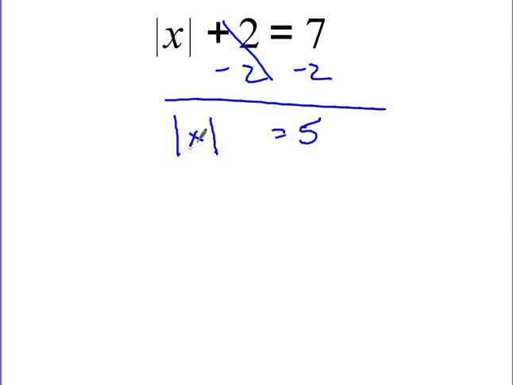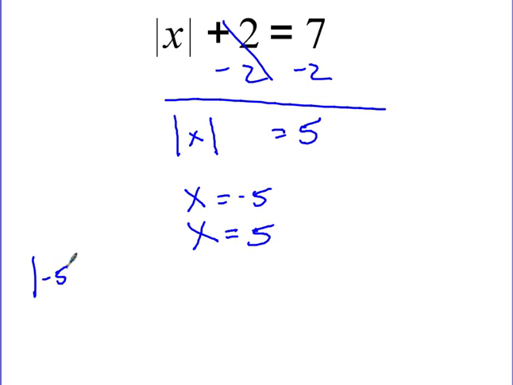So the absolute value of what number is equal to 5? That's when we're going to have actually 2 possible answers for the solution to this equation. Because the absolute value of negative 5 is equal to 5, and the absolute value of positive 5 is equal to 5. We need to address the fact that there are going to be 2 different possible values from the absolute value function, the positive value and the negative value.